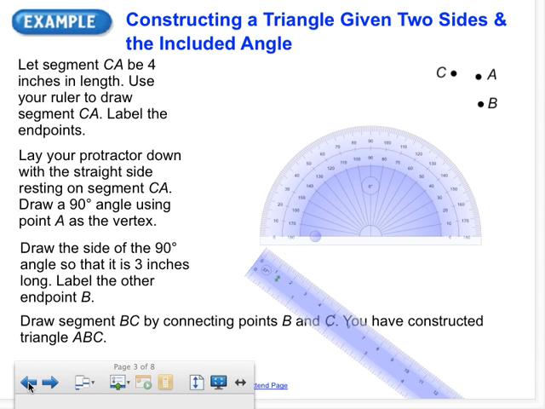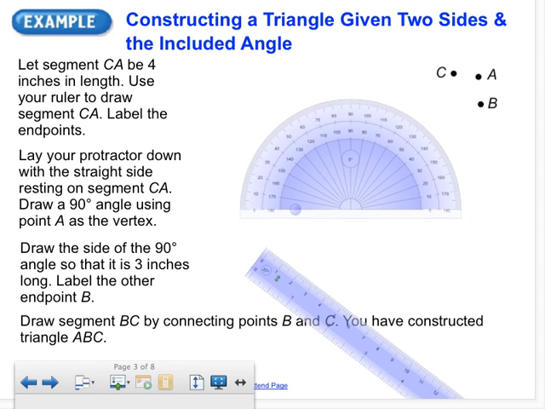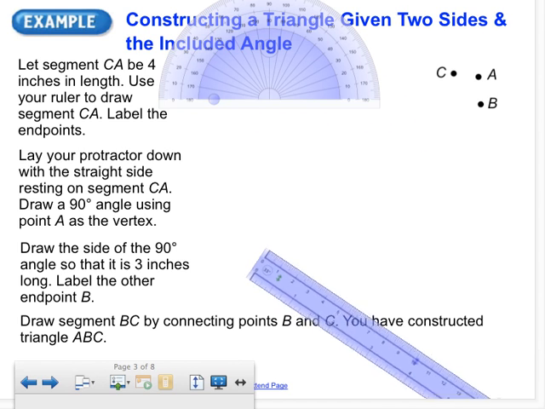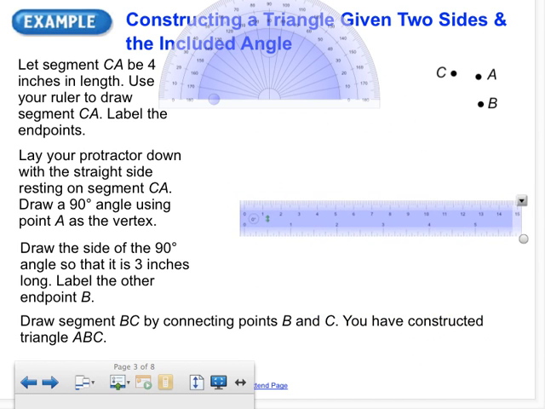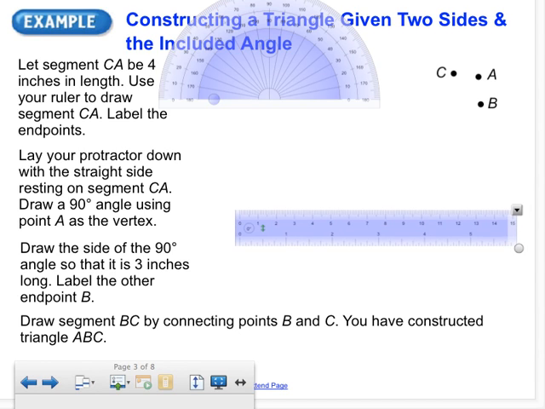All right, so now we're going to start out with line segment CA, and line segment CA is going to be 4 inches in length. So let's go ahead and draw line segment CA just like we did before, and it's going to be 4 inches in length. Yeah, that's probably the best place to do it.